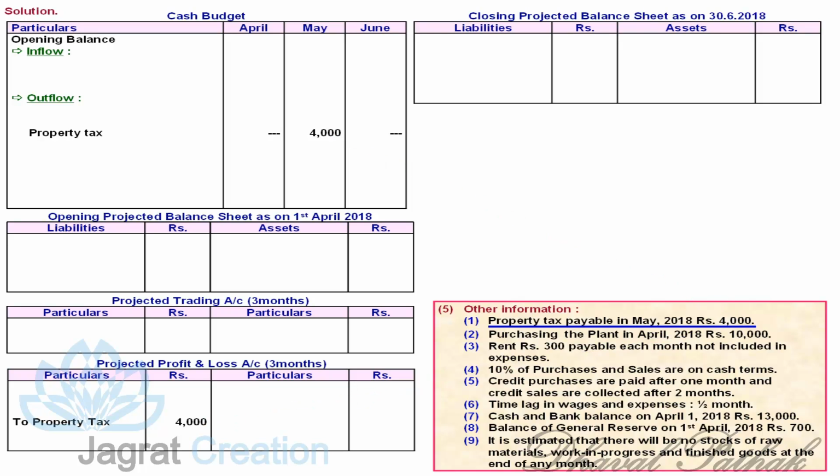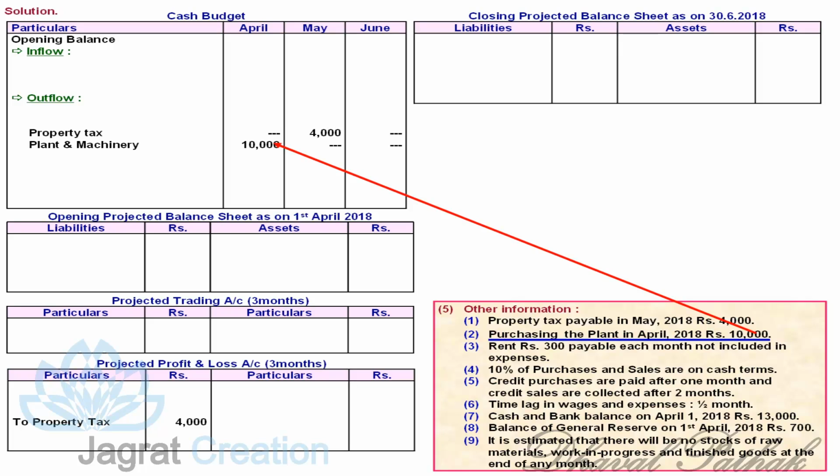Purchase of plant in April, 10,000. So you are required to pay 10,000 for plant in April, and plant purchase will appear on the balance sheet asset side. This balance sheet asset side I am required to consider as on 30th June 2018. Because plant is purchased in April, it will be your asset on 30th June 2018. It cannot be the asset on 1st of April 2018.